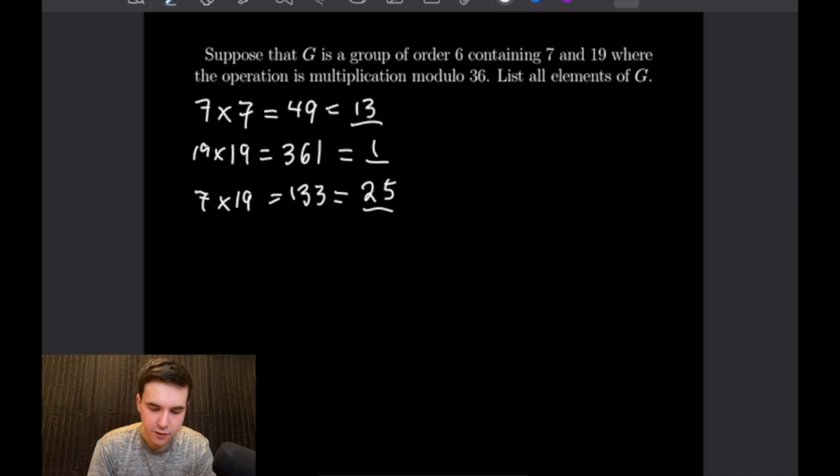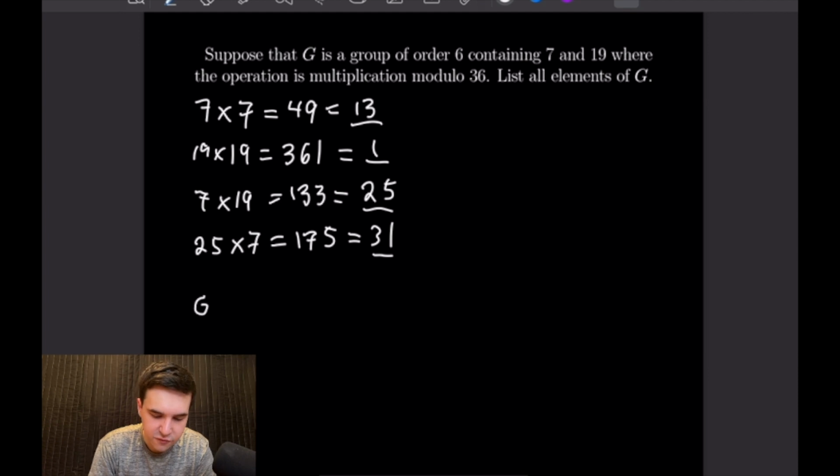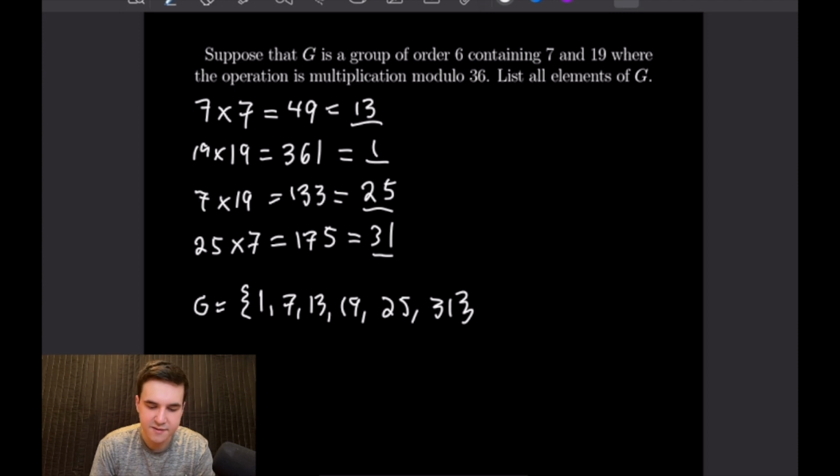Great. Now for our last element, we are going to use that 25 and multiply it by 7. And when we multiply 25 by 7, we will get 175. And 175 is exactly 30 more than 36 times 4. So that gives us our full list of elements of G here. So G is equal to the following set, where we have 1, 7, 13, 19, 25, and lastly 31. Great, and you can check that that is a group of order 6. Awesome. So now let's go ahead and get into our next example.